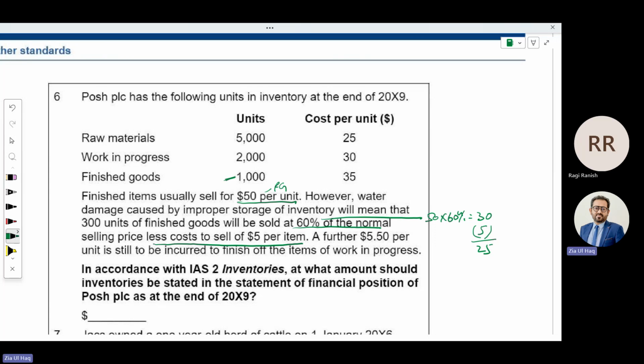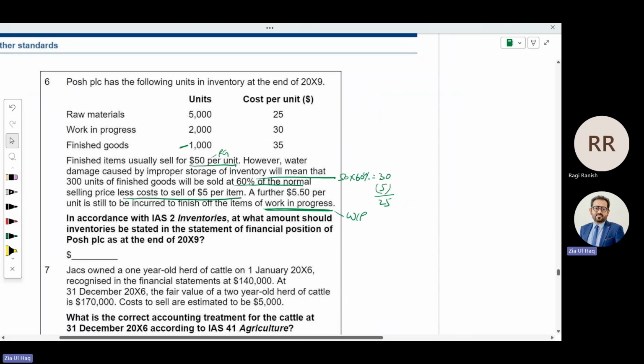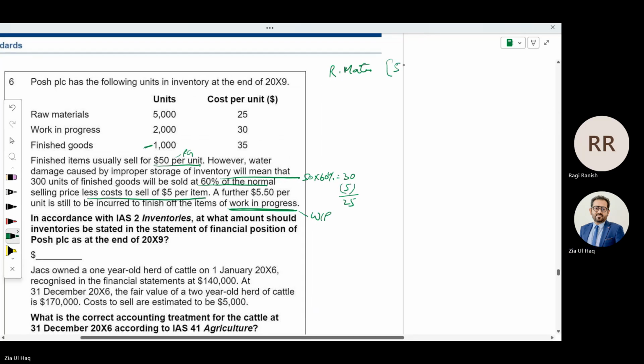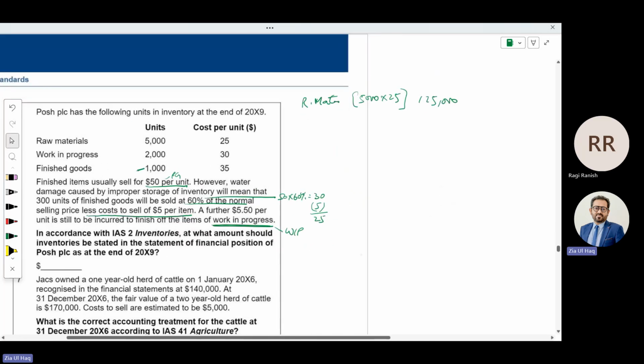A further 550 per unit is still to be incurred to finish off the item of work in progress. This is relating to work in progress, not relating to material, not relating to finished goods. If we look at raw material, the cost is 5,000 units, per unit cost is 25. What's the value? 125,000. So this is the cost.